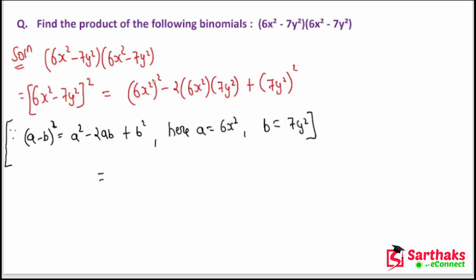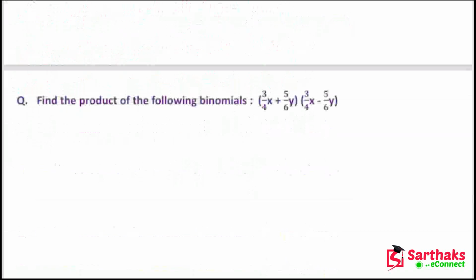So it would be 6² would be 36, (x²)² would be x raised to the power 4, minus 2 into 6 is 12, 12 into 7 would be 84. So 84 x² y² plus 7² would be 49 y raised to the power 4. Okay, so you can clearly see this is the final answer. So we have used (a minus b) whole square to solve this particular question. Let us move on to the next question.